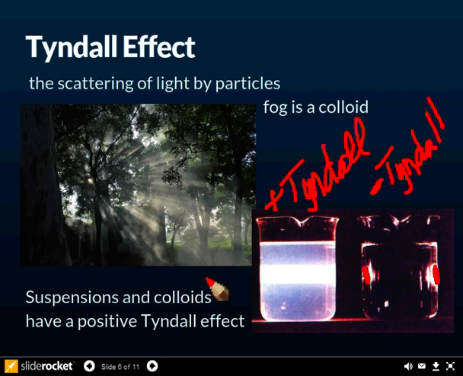You can also show this if you clap chalk dust in a flashlight. Have a flashlight shining and you clap chalk dust, that dust in the air shows the Tyndall effect. You can actually see the beam of light there.